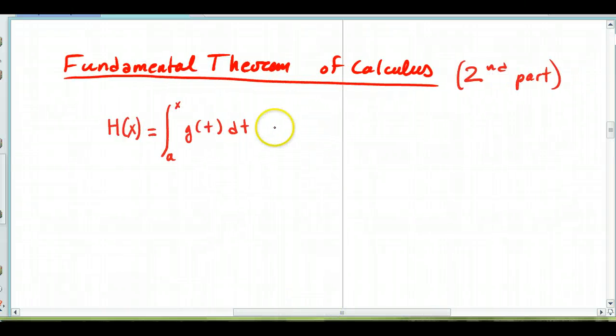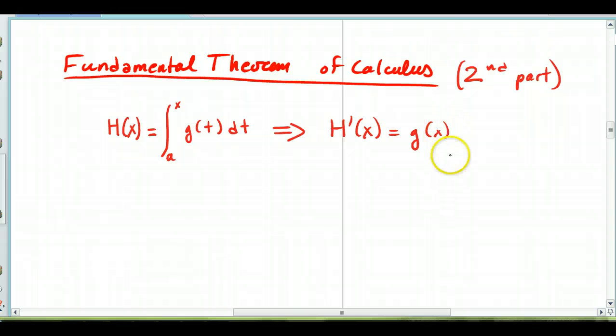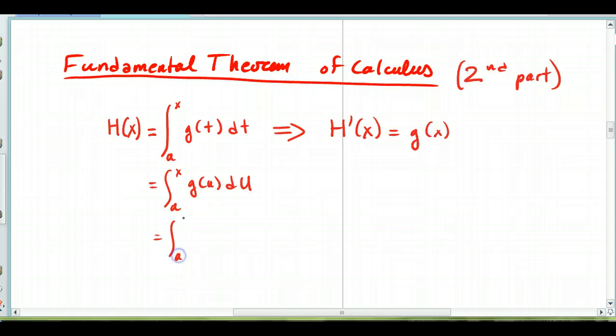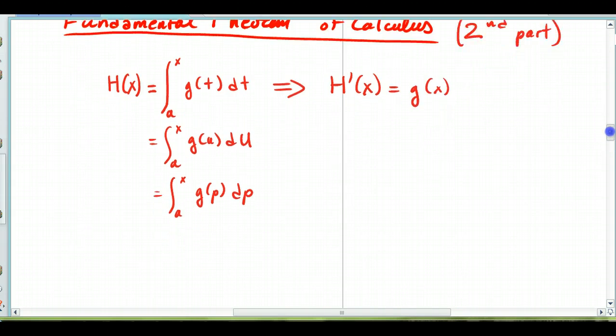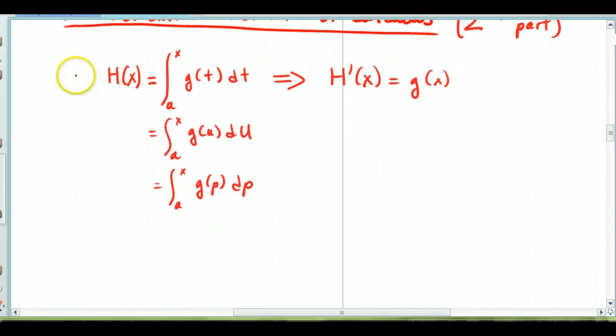So what does the theorem say? The theorem simply says that the derivative of h is g of x. That's it. Very simple, right? g is a function inside. t doesn't mean anything. This is the same thing as the integral from a to x of g of u du, or the integral from a to x of g of p dp. It means nothing. You can replace it by whatever you want. This is one version of it.